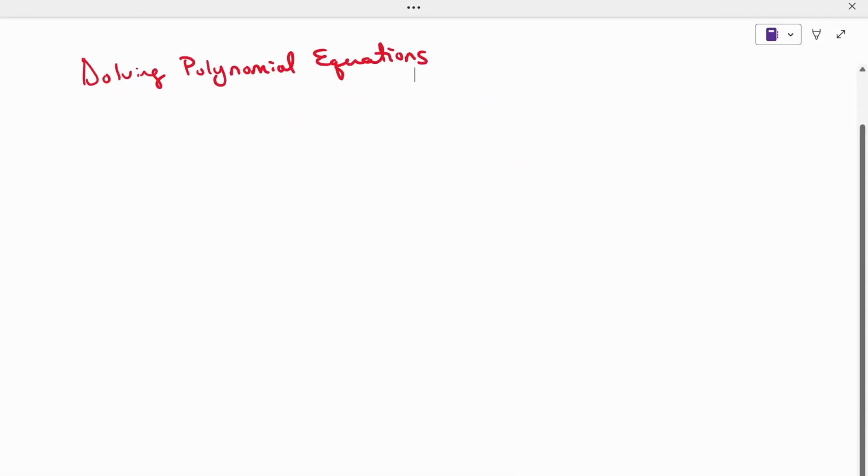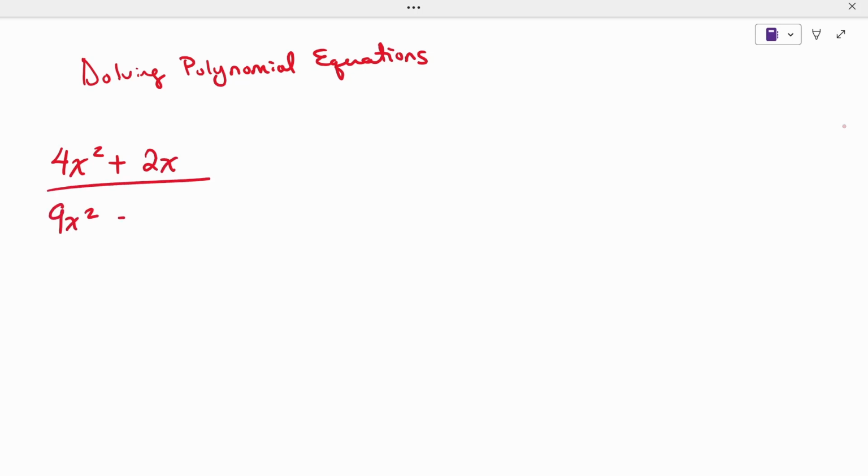Welcome back. In today's lesson, we're going to discuss the topic of solving polynomial equations. Recall that at the beginning of our discussion into polynomial equations, we talked about how factorization is a technique that can help us simplify what are known as rational expressions. A rational expression is any type of expression in mathematics where you have a polynomial in your numerator divided by some sort of polynomial in your denominator.